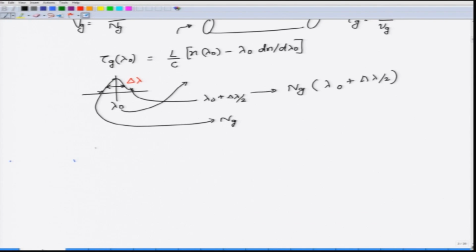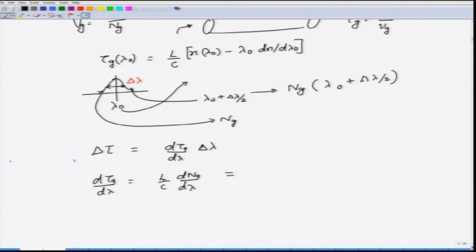So you can find out what would be the overall delay here by looking at the overall delays, which we can call delta tau, and writing this as d tau g by d lambda, which would tell you how the group delay is varying with respect to lambda, and multiplying this by the spectral width delta lambda. So you can calculate this one. So what would be d tau g by d lambda? This can be obtained by differentiating the expression L by C times dng by d lambda.